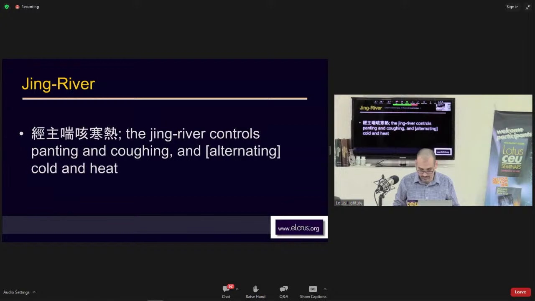So here it says that this is related to the metal. Metal is in a control cycle or restraining cycle relationship with wood. So wood can give us the alternating cold and heat. That's more like a Xiaoyang presentation, et cetera, right? So we can see both the phase itself and the relationship between other phases.